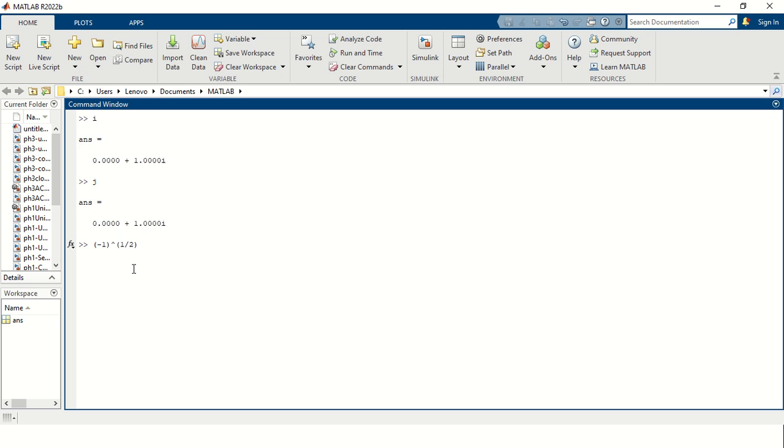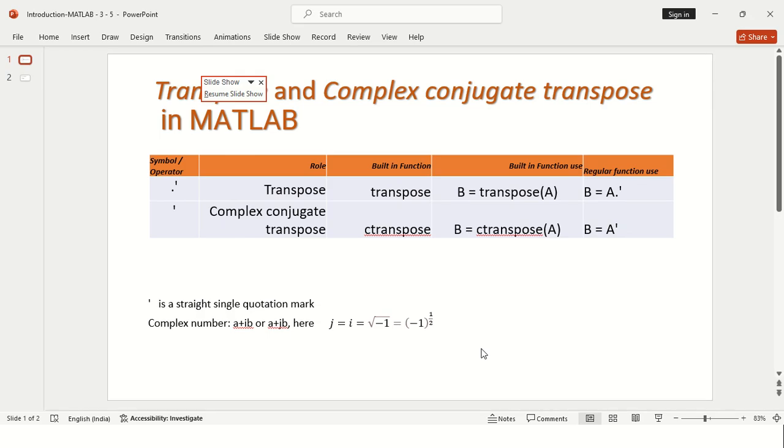I am clicking the enter button, then it is showing 0 plus 1 into i. That means i is equal to j is equal to minus 1 power 1 by 2, that means root minus 1. This value is exactly equal to root minus 1. Okay, we know this now, we know about complex numbers and this quotation mark. Now we are going to some examples.